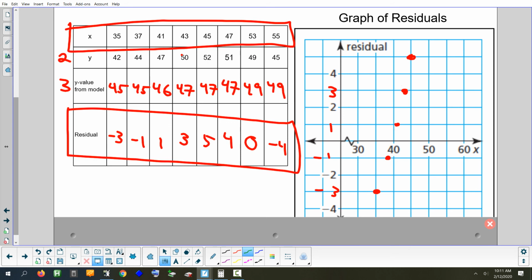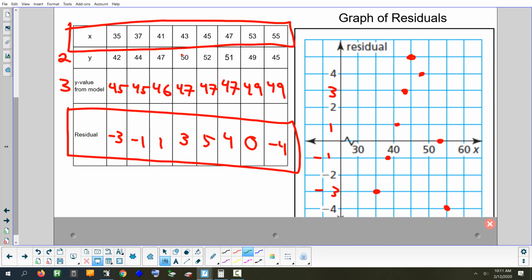These residuals are all over the place. This is not good. What's the next one? 47, 4, I guess right about there, maybe. And then we've got 53, 0. That's a good one. And 55, negative 4.